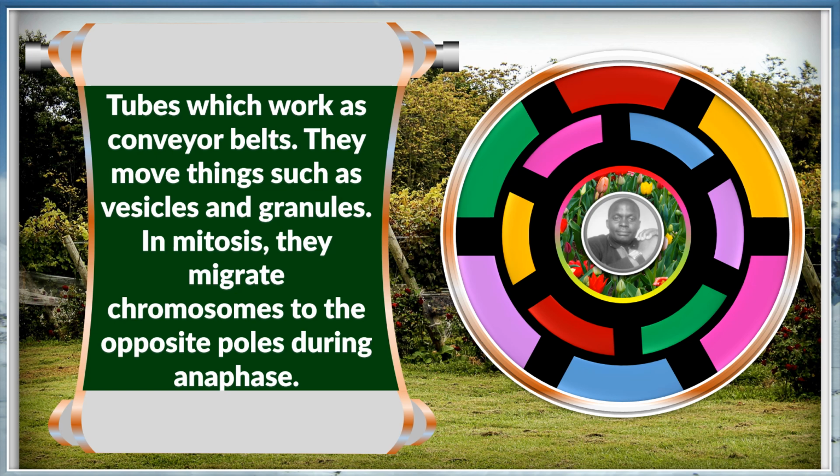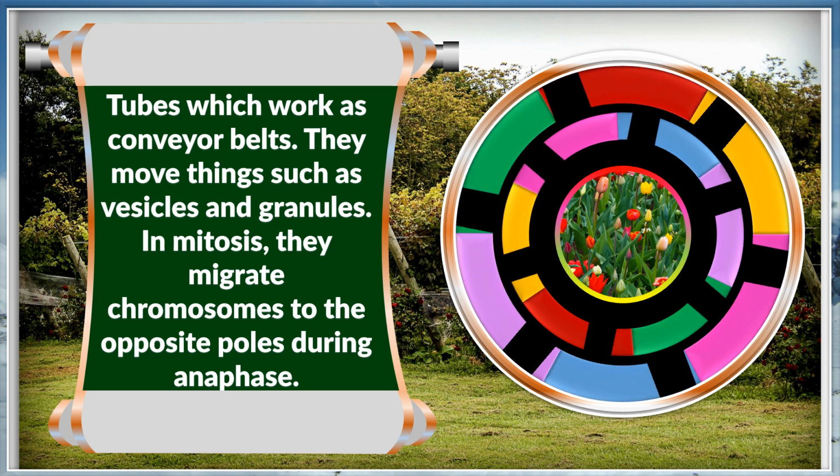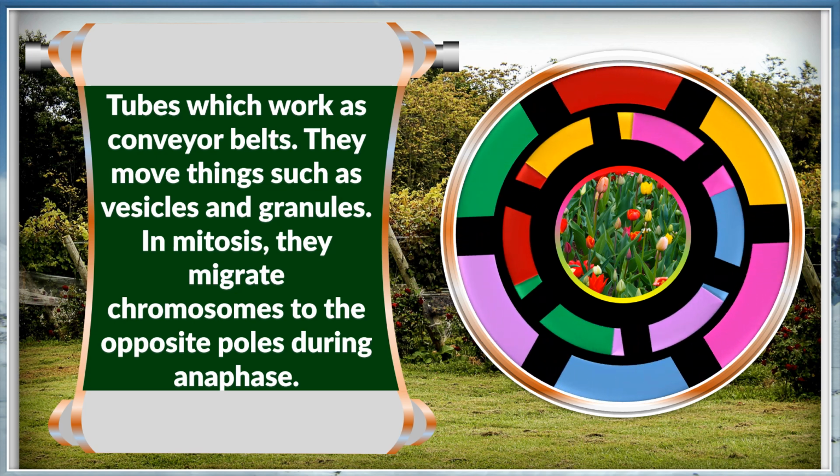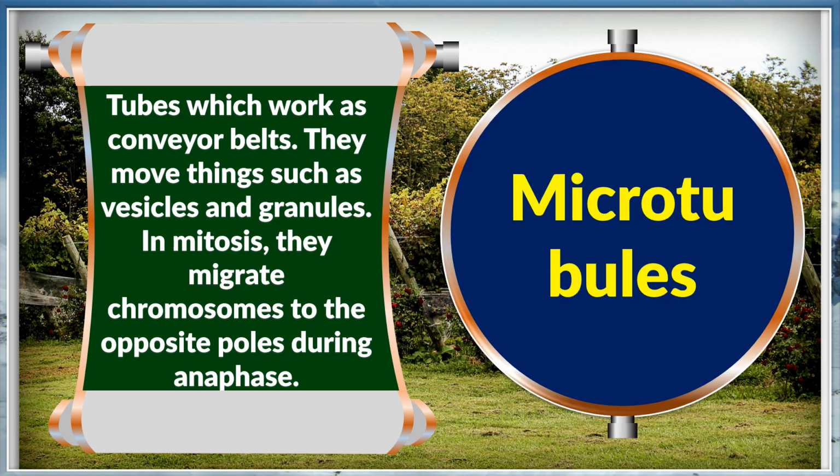Tubes which work as conveyor belts, they move things such as vesicles and granules. In mitosis, they migrate chromosomes to the opposite poles during anaphase. Microtubules.